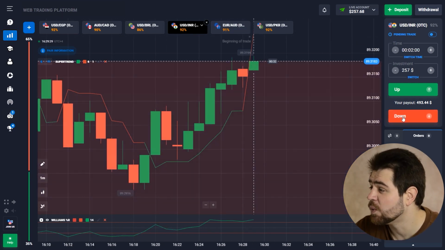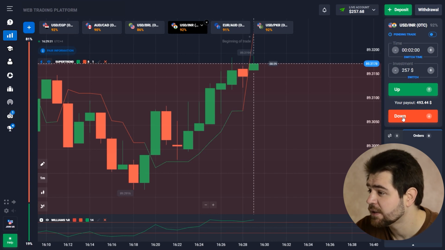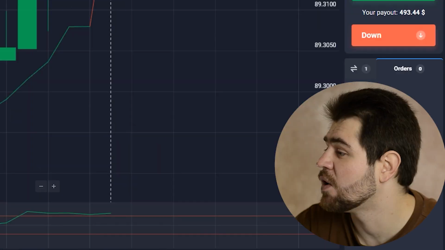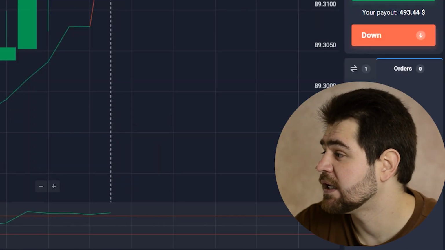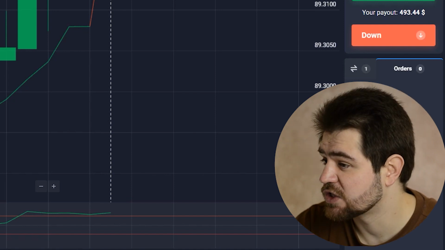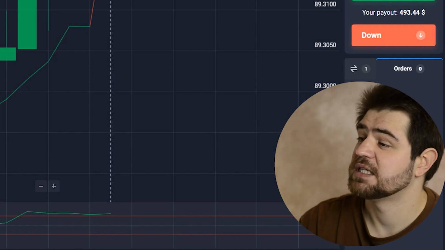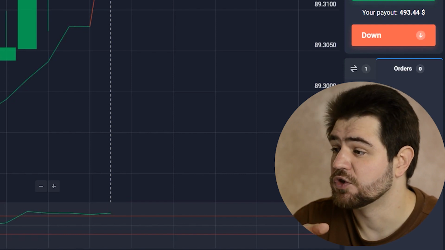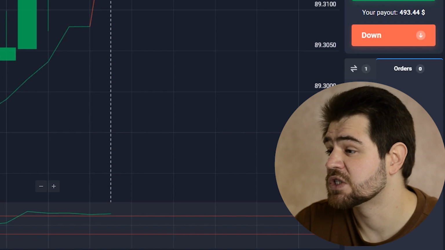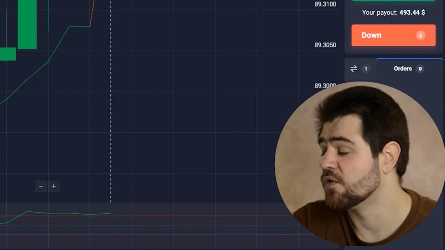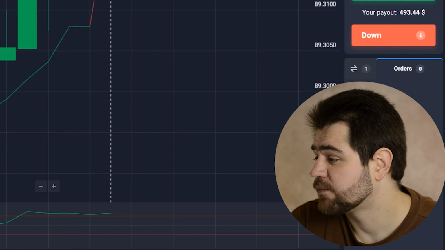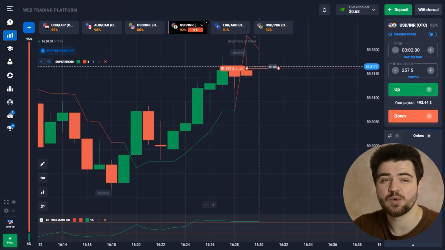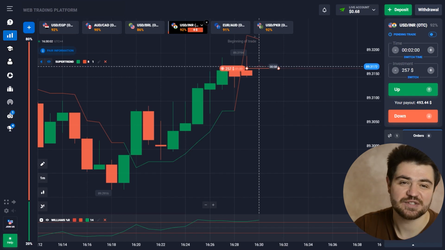Okay, let's go ahead with the put option here. We came to the resistance zone, and the Super Trend is showing us the signal for the short, and the oscillator is also in the zone of the oversaturated market. So it's about to drop, in my opinion. Let's wait for the result and we can continue.